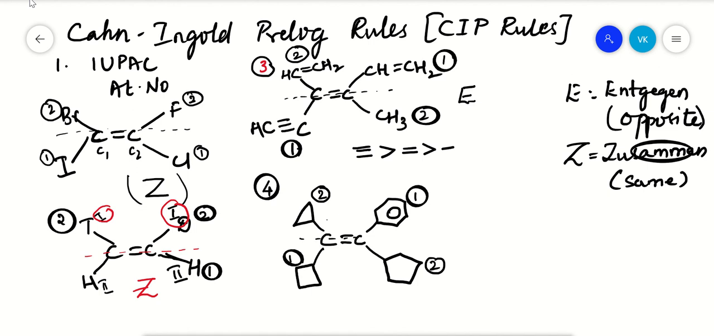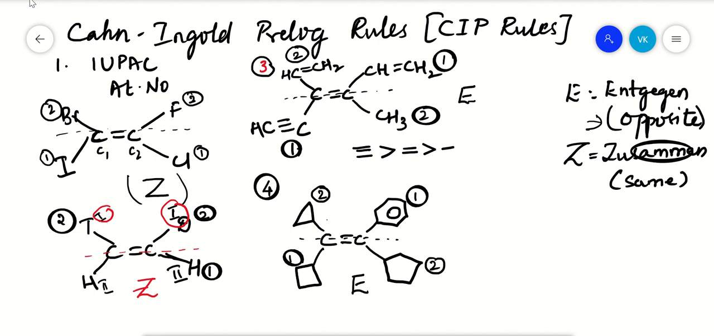Now when you cut this double bond into two equal halves, the higher priority groups come on opposite sides to each other. So we say this is of E configuration again. And again we'll have groups on opposite sides, then we say that is E configuration.